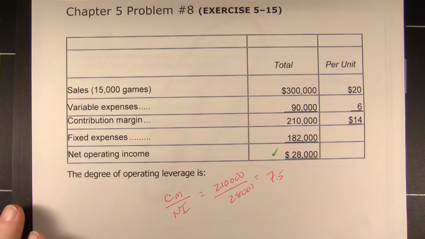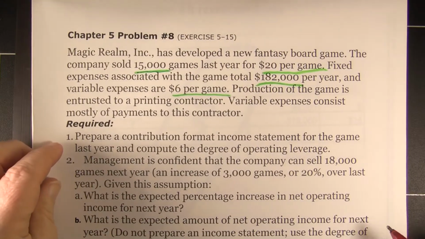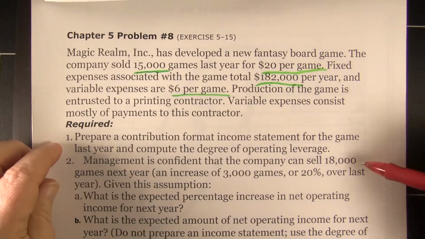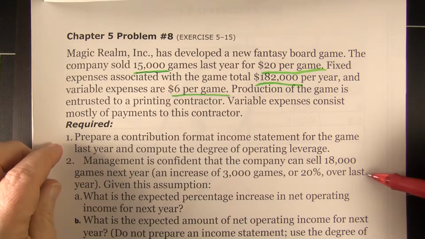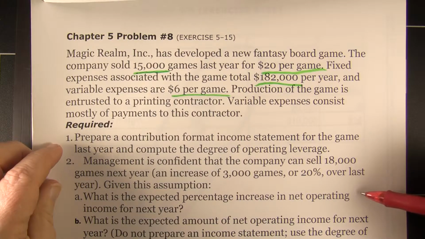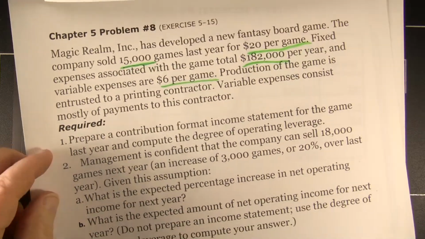So then they say, suppose, down here, they're sure that they can sell 18,000 games. That's 20% over last year. It's an increase of 3,000 games. What is the expected percentage increase in the operating income, and what is the total income?